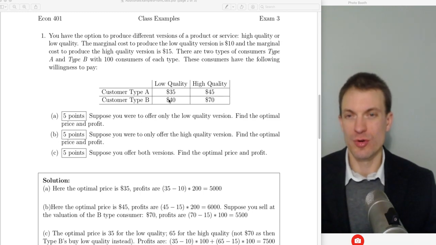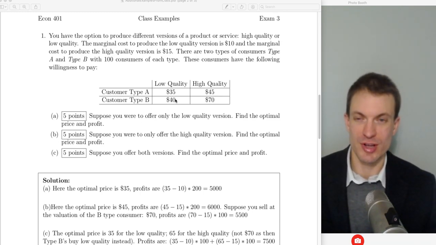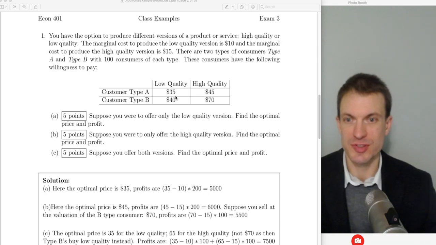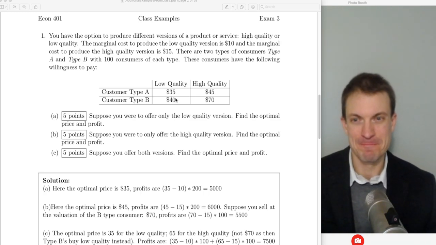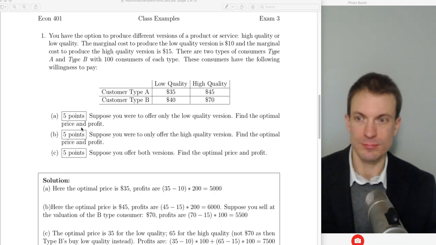If we're selling the low quality and only the low quality, we have to check, do we want to sell at the price of 35 and sell to 200 people? Or do we want to sell at the price of 40 and sell to 100 people? There's a small difference between 35 and 40. We would rather have 70 in revenue than just 40 in revenue. And so here the optimal price is 35. Profits are going to be 35 minus 10 times 200, or 25 times the 200, or 5,000, if we want to sell the low quality.